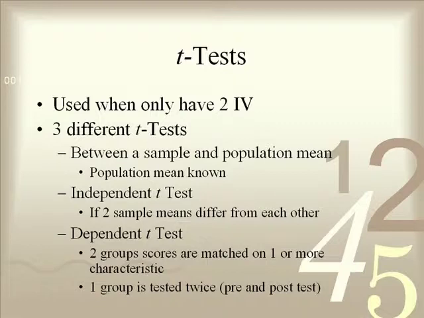Now a dependent T-test is where we have 2 groups where the scores are matched somehow on one or more different characteristics. We'll also use the dependent T-test where one group is tested twice. So we have a pre-test and we post-test them. And that's the example that we're going to show.